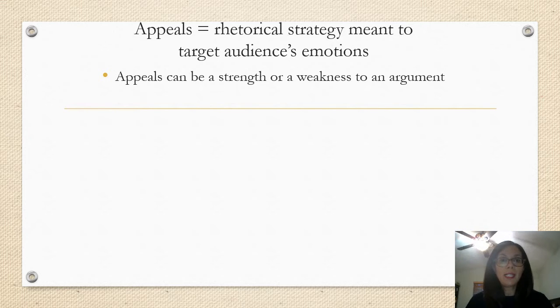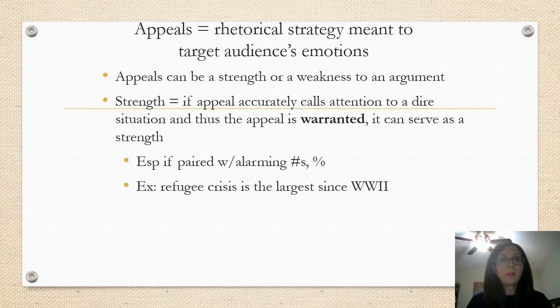So as I began, appeals can be a strength or weakness depending on whether or not it's warranted. And that's the word in bold, and that's the technical word I want you to think about. If the situation is so severe, it's so dire, that it makes sense to use appeal to pity, appeal to values, appeal to fear, then the appeal can be used as a strength. This is especially the case if the author then presents alarming statistics, an alarming number of people who are affected by whatever the topic is.